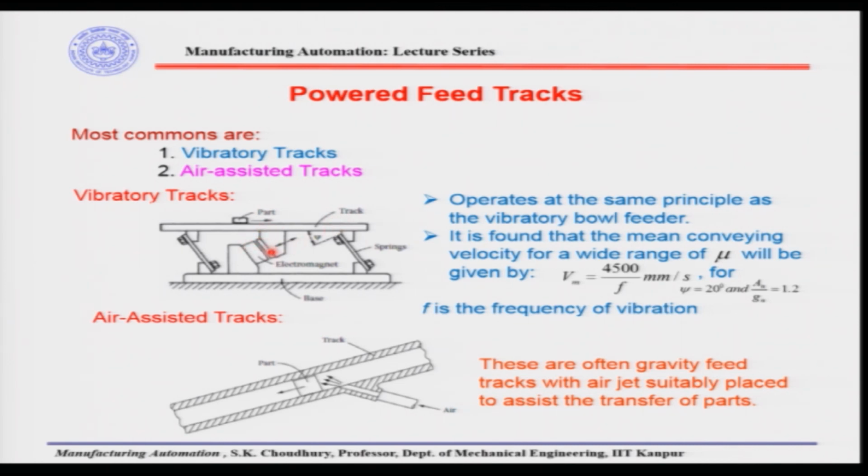Now, the track has a base which is given a vibration from the electromagnet, which is mounted at the base of the vibratory track. The track and the base are connected to each other with springs, and those springs are similar to the suspension springs that we have seen in the vibratory bowl feeder. When the electromagnet imparts the vibration, there will be two types of vibration: one is the vertical linear, and one is the torsional vibration.